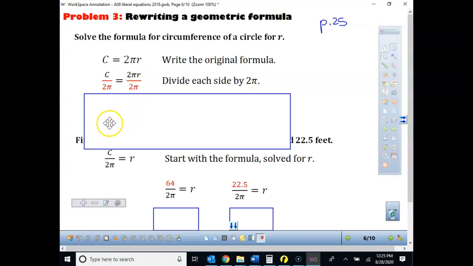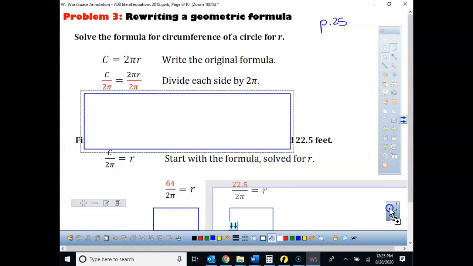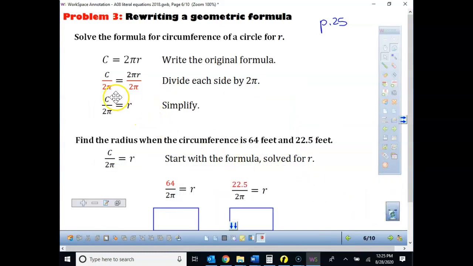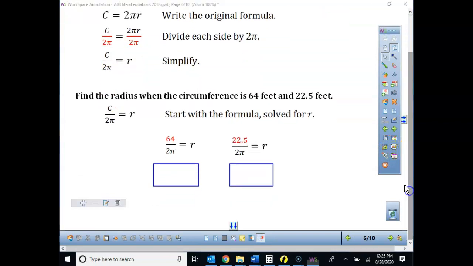Now remember, 2 pi is 2 times pi. Pi is just an irrational number. You would use your calculator for this. And if I wanted to look at what the radius is equal to, I would now say radius equals circumference divided by 2 pi. Again, if I'm talking fast, pause the video, go back and take a look at this.